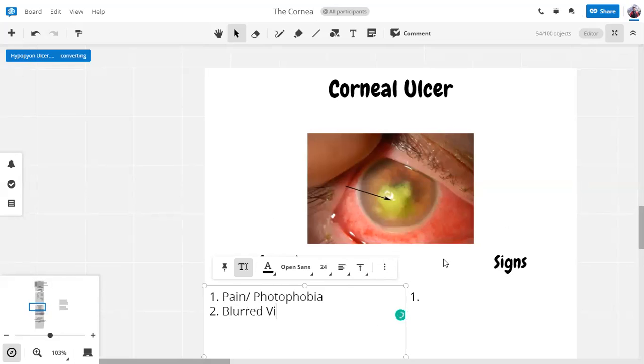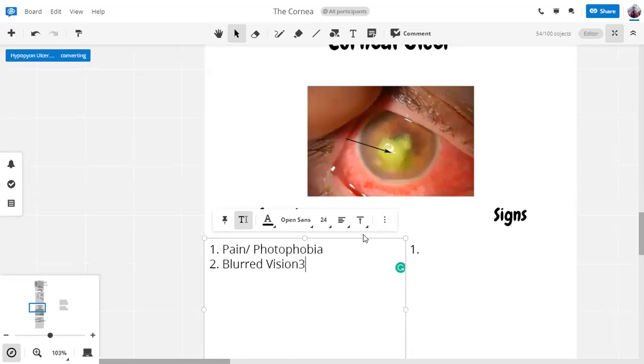Blurred vision. That is correct. If there's an ulcer, blurred vision or disturbance in vision. If there's an ulcer, as they say, right in front of the pupil, the patient will not be able to see.